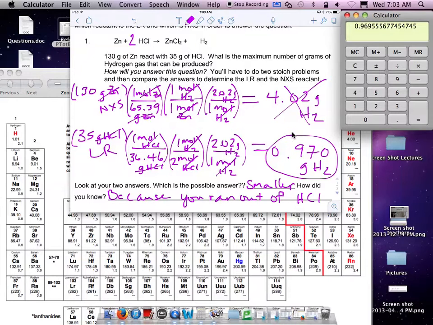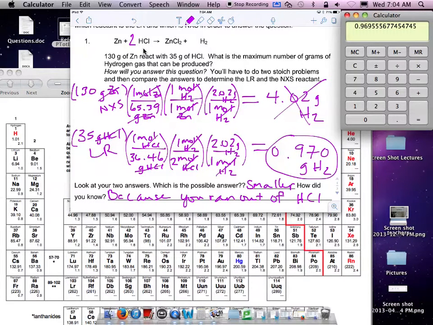So we did 2 problems. We take the smaller answer because at this point we ran out of something. It's like the sandwich example. If you run out of bread, you have to stop making sandwiches, even if you have a whole bunch of extra peanut butter. You're not going to make a peanut butter sandwich out of just peanut butter. Well, in this idea, you're not going to make zinc chloride and hydrogen if you don't have any hydrochloric acid. That's the idea. So that concept is limiting reactant.